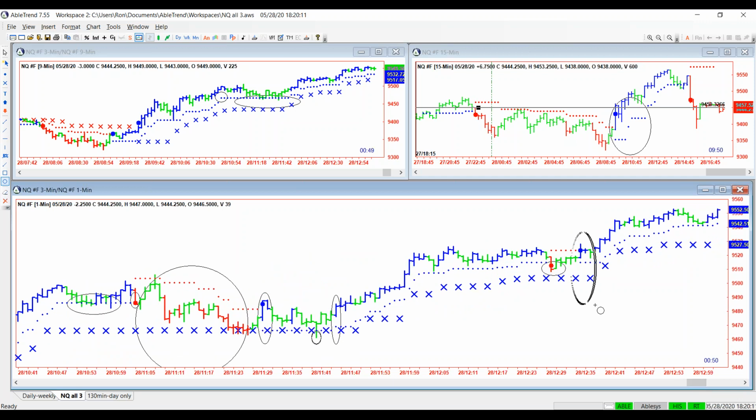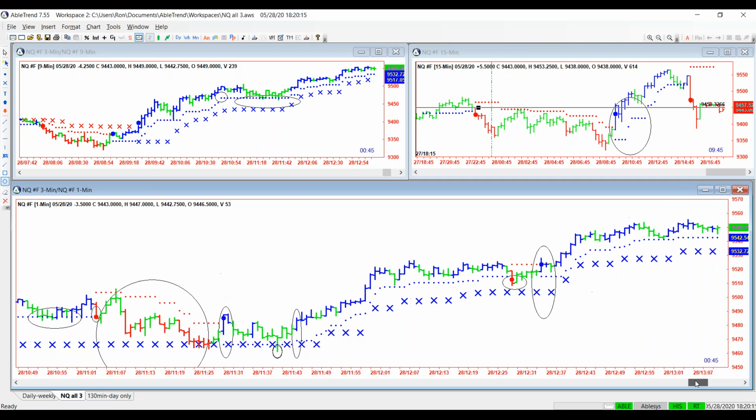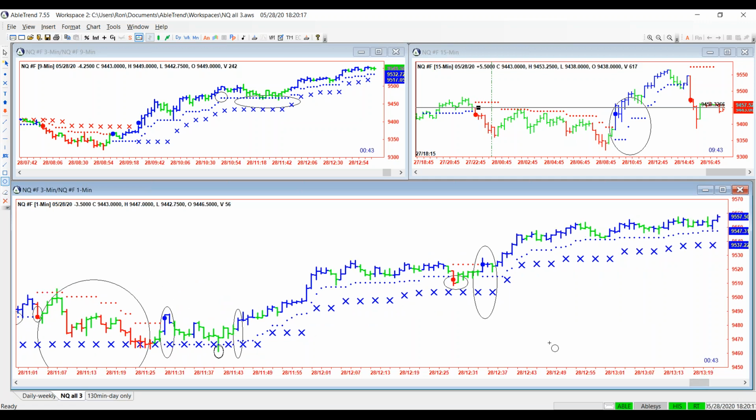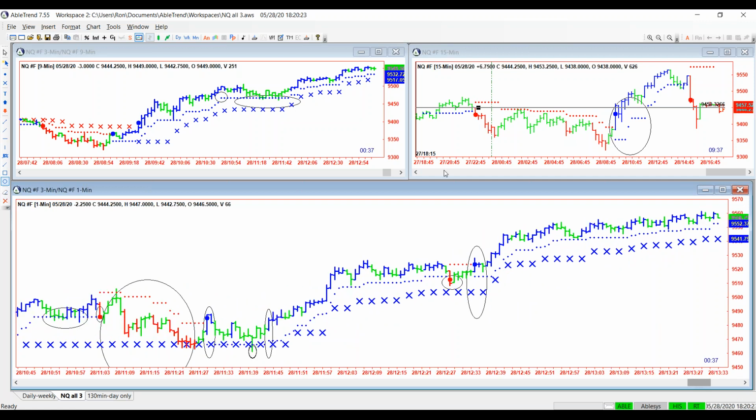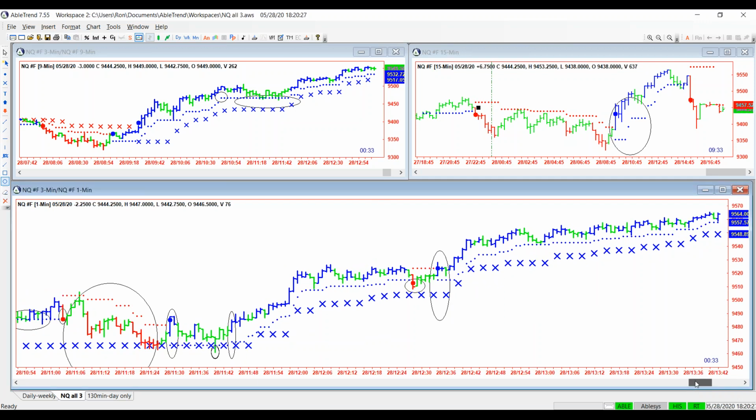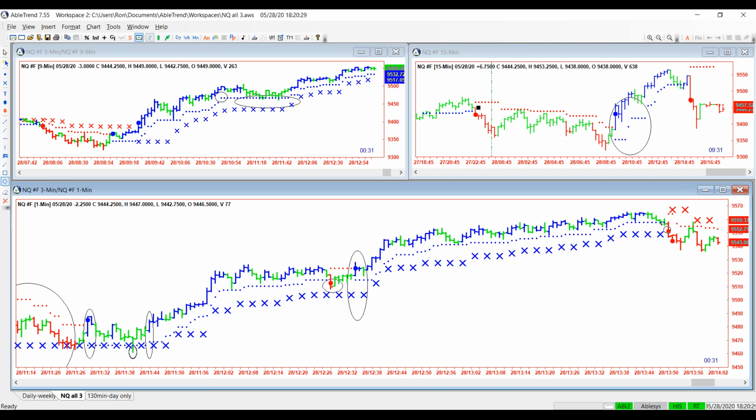Another trade right there. And that was another beauty. Triple confirmation, quadruple confirmation. The day's been very smoothly up. Just go with it. I mean, don't overthink it. Just take the signals. Trade the signals. And this was a killer, another killer trade.